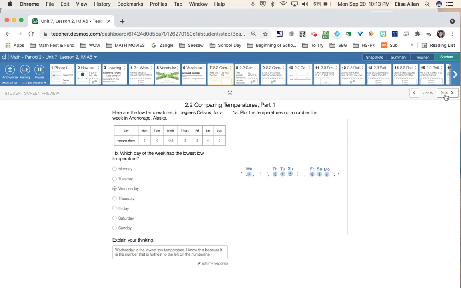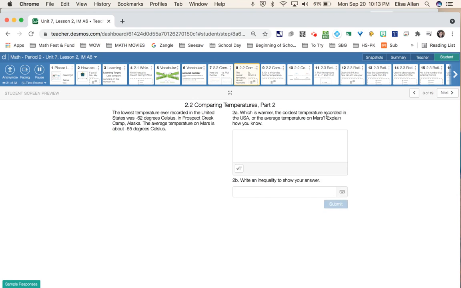Continuing on to slide 8, I can see here that we have a new question that we're looking at. And here we're told that the lowest temperature ever recorded in the United States was negative 62 degrees Celsius in Prospect Creek Camp, Alaska. The average temperature on Mars is about negative 55 degrees Celsius. So answering question 2a, it's asking, which is warmer, the coldest temperature recorded in the US or the average temperature on Mars? And explain how we know.